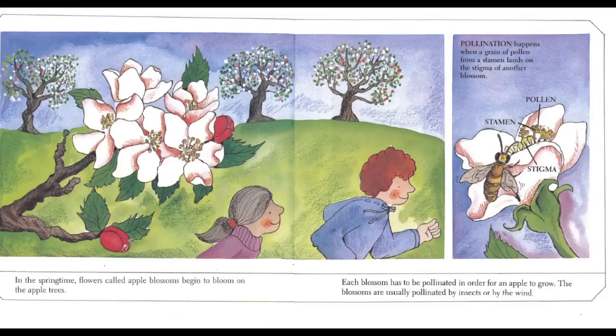In the springtime, flowers, called apple blossoms, begin to bloom on an apple tree. Each blossom has to be pollinated in order for an apple to grow. The blossoms are usually pollinated by insects or by the wind. Pollination happens when a grain of pollen from a stamen lands on the stigma of another blossom. And as you can see, this is a diagram of a bee pollinating a flower and landing on the stamen.